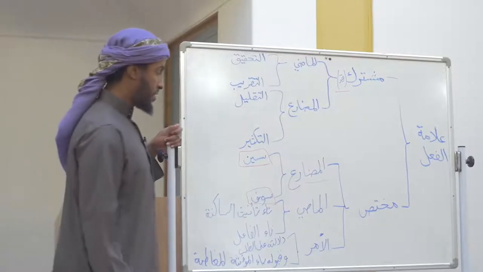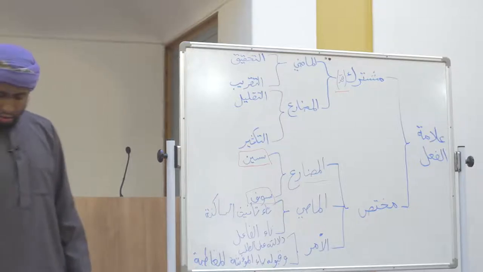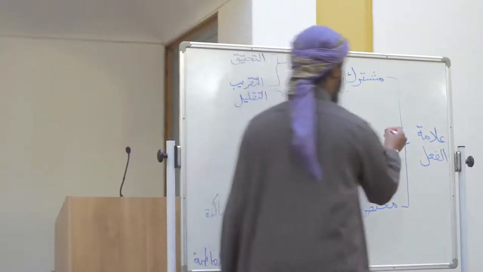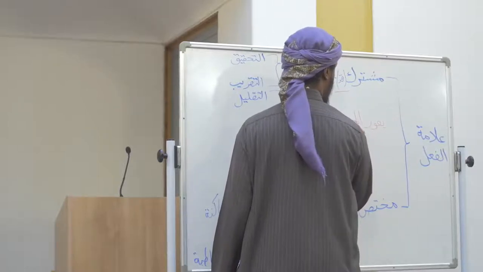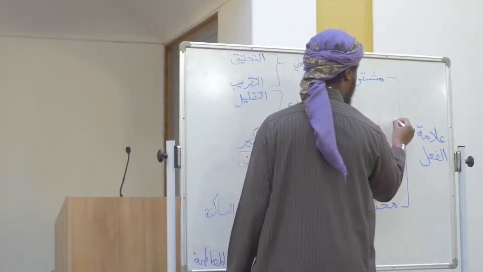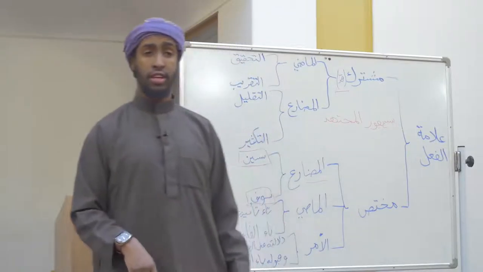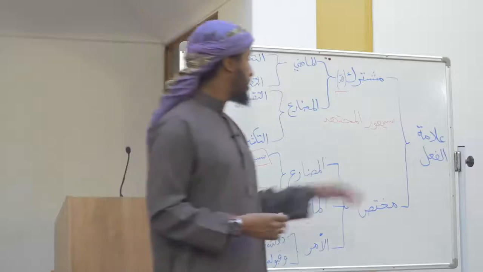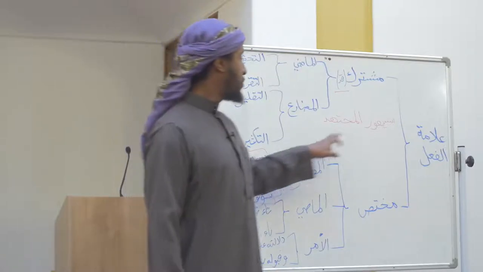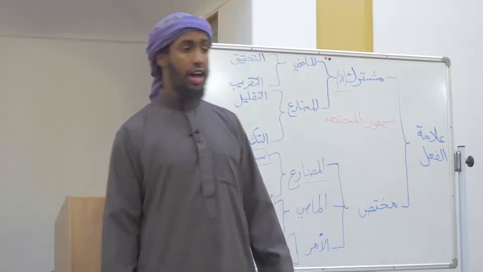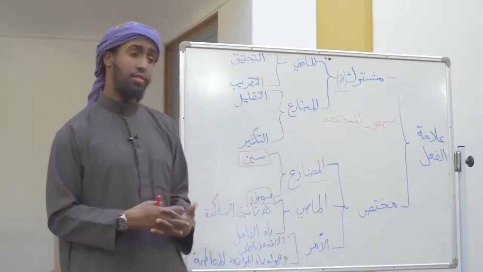For example, based on the seen, you have yafuzu al-mujtahid. You put a seen before it, and so what does it become? سَيَفُوزُ الْمُجْتَهِدُ. The mujtahid, the hard-working one, is going to pass. The seen here is a sign for the mudari'. So سَيَفُوزُ, he will pass. The one that's putting in effort, striving and working hard, is going to pass.